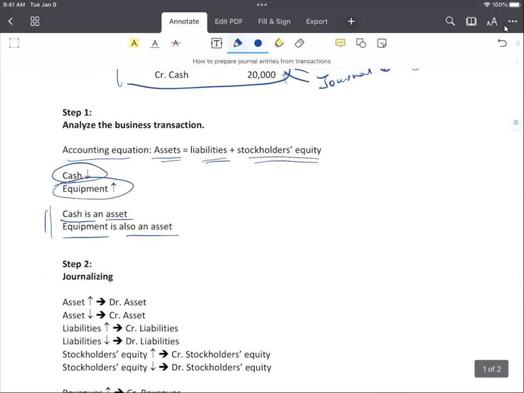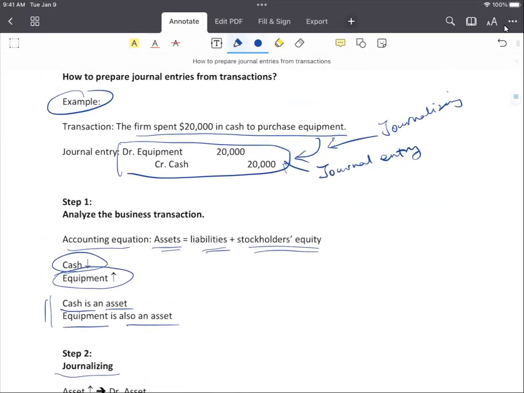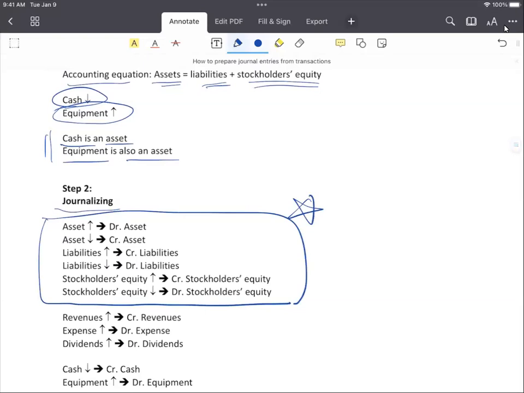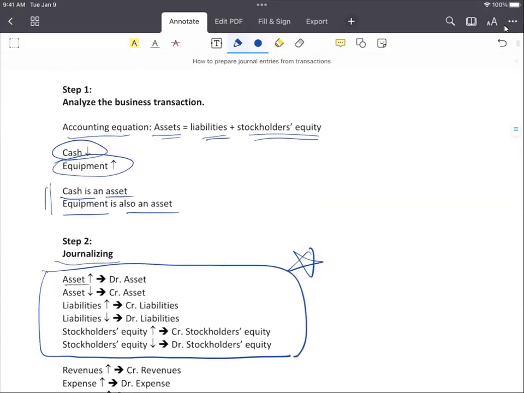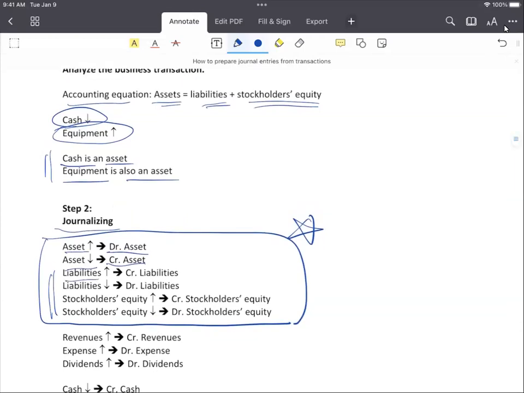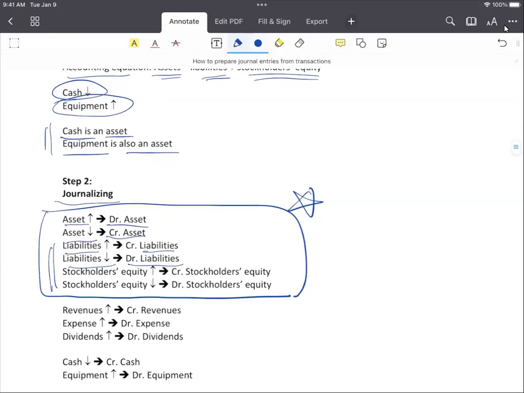Once we finish the first step, the second step is journalizing, which is to write the journal entry. Based on what we have so far, how do we write the journal entry? The basic rule, which is very important to remember: if it is an increasing asset, we debit the asset. If it is a decreasing asset, we credit the asset. For liabilities and stockholders' equity, those are opposite. If it is an increasing liability, we credit the liability. If it is a decreasing liability, we debit the liability. The same applies to stockholders' equity: an increase, we credit the stockholders' equity account; a decrease, we debit it.